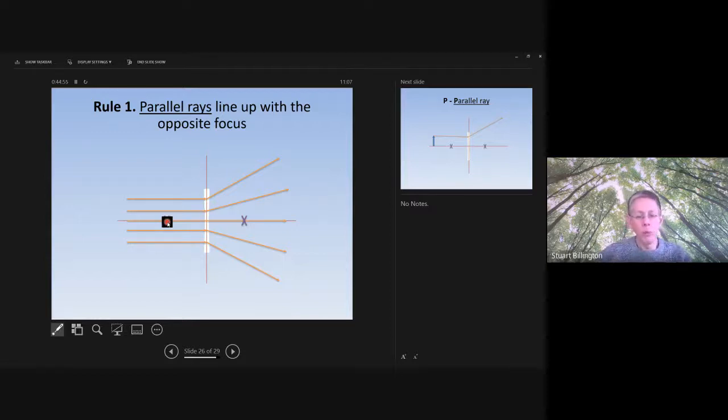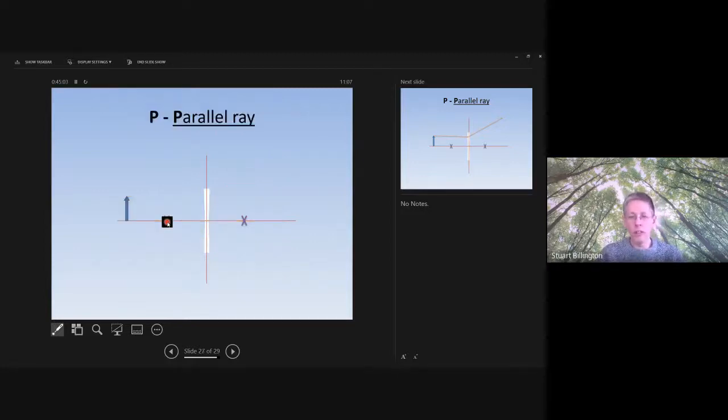The one that's on the same side as the diagram as the object. So what you need to do is draw yourself in a parallel ray of light. Draw yourself in a parallel ray of light, and then when it gets to the lens, you need to put your ruler where the laser pointer is.